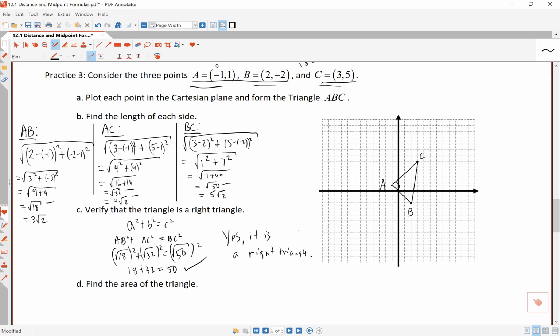And to find the area of the triangle, we know the area of a triangle is 1/2 its base times its height. So if we look at this triangle from the base side of AB and the height of the side AC, AB had a length of 3 square root of 2, and AC had a length of 4 square root of 2. So the base is 3 radical 2 and the height is 4 radical 2, giving us an area of 1/2 the base 3 radical 2 times the height of 4 radical 2.